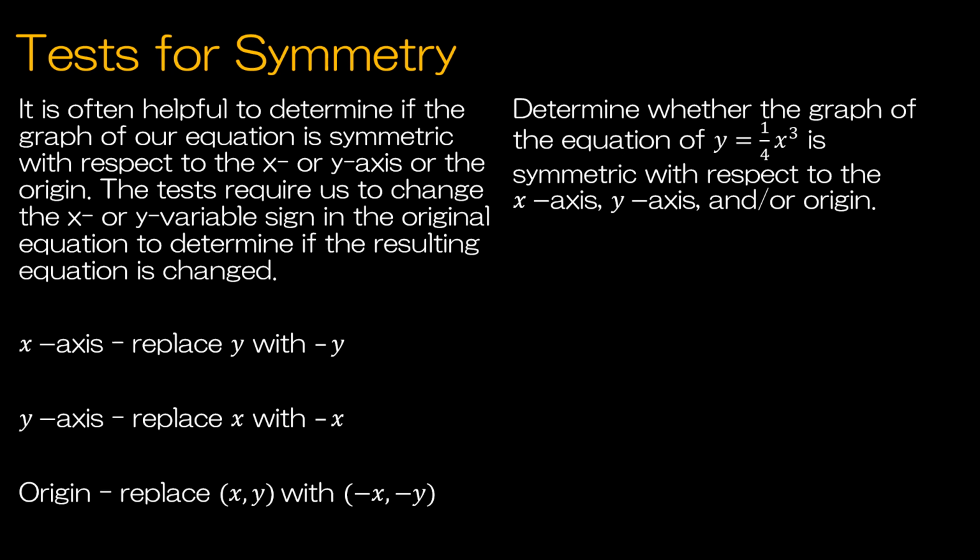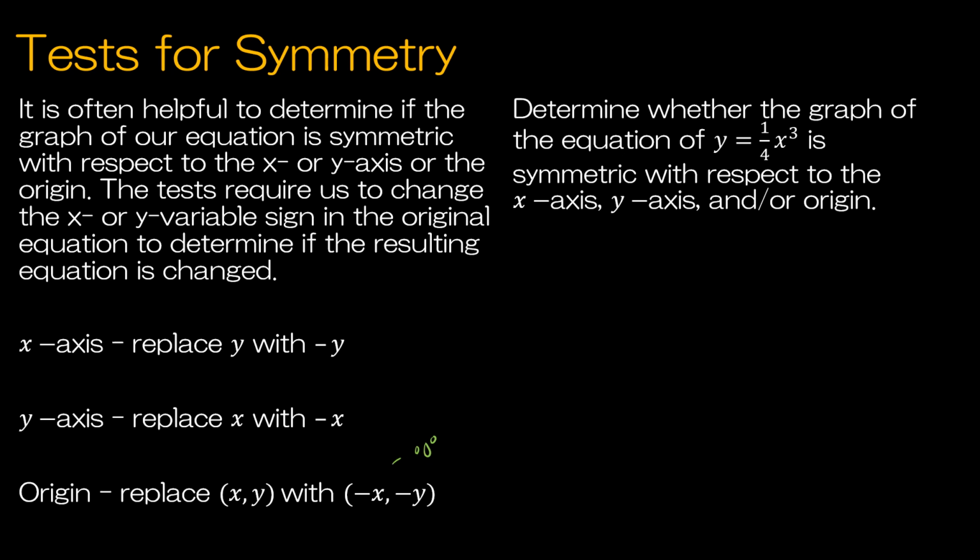If we can replace x and y with negative x, negative y, and the equation is unchanged, then we know for sure that it's symmetric to the origin. Now the origin's the tricky one, because with the x-axis, we're saying whatever happens here is going to be reflected across the x. And with the y-axis, we're saying whatever happens on this side will be reflected on the other side. But with the origin, we're essentially saying whatever happens here is going to be rotated around to the opposite side. So it's rotated 180 degrees around the origin.